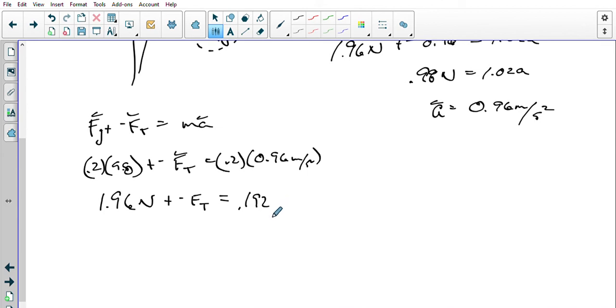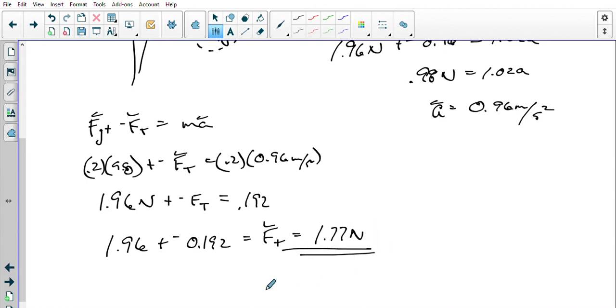Then we'll have 0.192. And so we're going to bring this over to this side, bring that over to the other side. So we're going to have 1.96 plus a negative 0.192, and that's equal to our force of tension. Sorry, just checking things on my calculator again. So we subtract them, and our force of tension comes out to be 1.77 newtons. And there we have our force of tension.